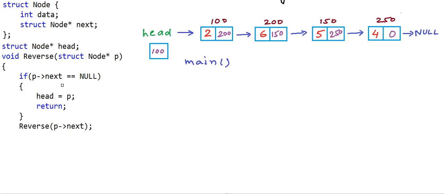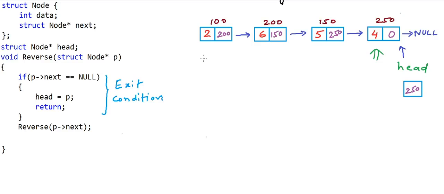For the last node, the link part will be null. So this is my exit condition from recursion. This exit condition is what will stop us from going on infinitely in a recursion. And what I'm doing here is something very simple. As soon as I reach the last node, I modify the head pointer to make it point to this guy. So the recursion will work like this.